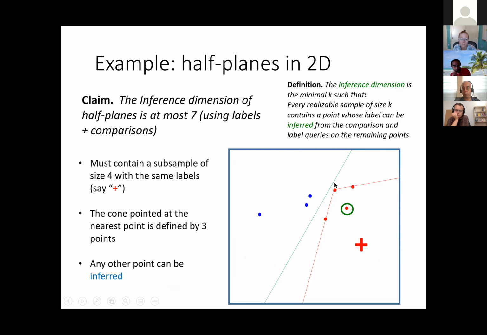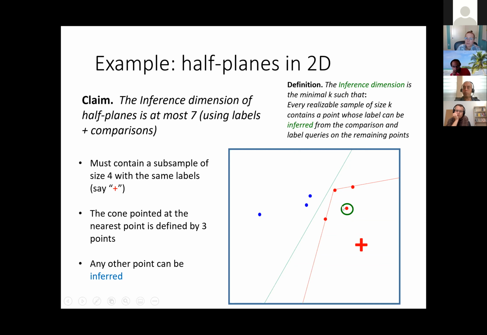So if I have 7 points in the plane, let's assume for simplicity none of them are on the green line, then at least 4 of them must be on one side. Let's say in this side, the right side, they're all plus. Let's take the convex hull. Let's take the cone spanned by this convex hull. Well, this cone is defined by 3 points, so one of these points must be inside the cone. Or maybe on the boundary, it doesn't matter.